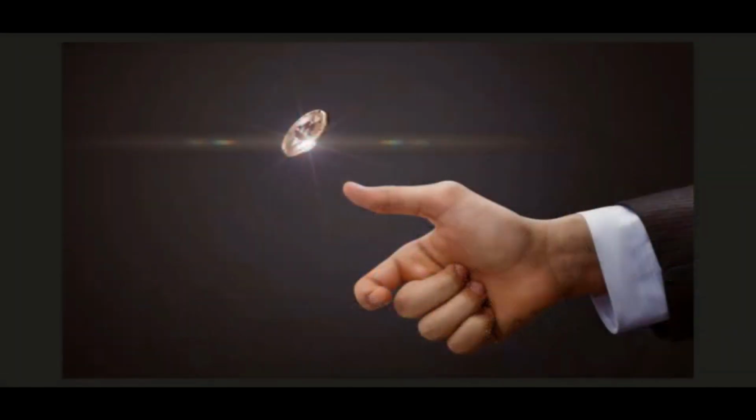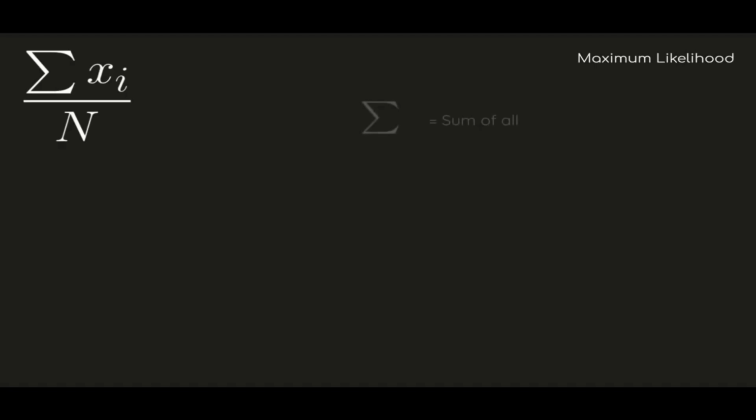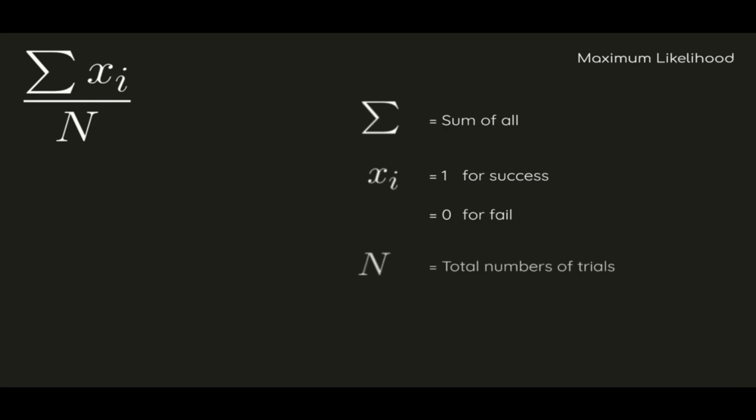So let's get back to flipping the coin. You take a pen and a piece of paper and you quickly calculate the maximum likelihood. We know that the maximum likelihood of the parameter of a Bernoulli distribution is the sum of all x_i divided by n, where x_i is equal to 1 or 0, 1 being a success and 0 a fail, and n is the total number of trials.